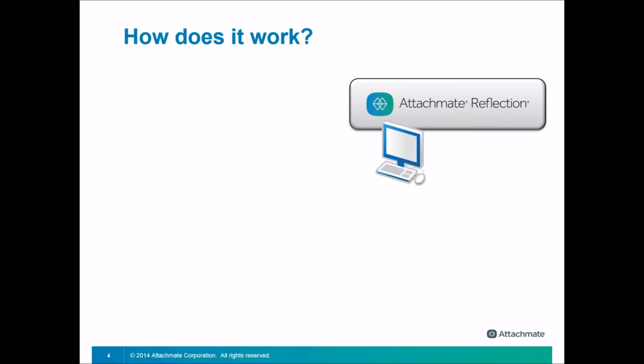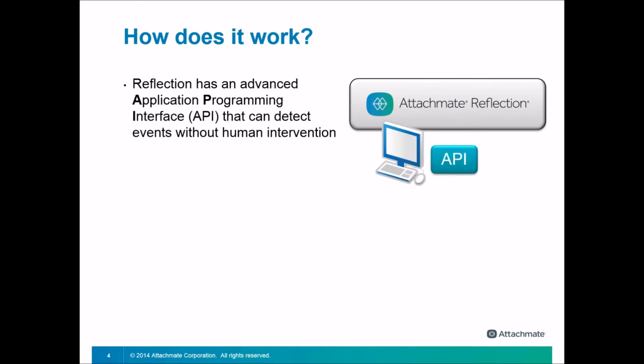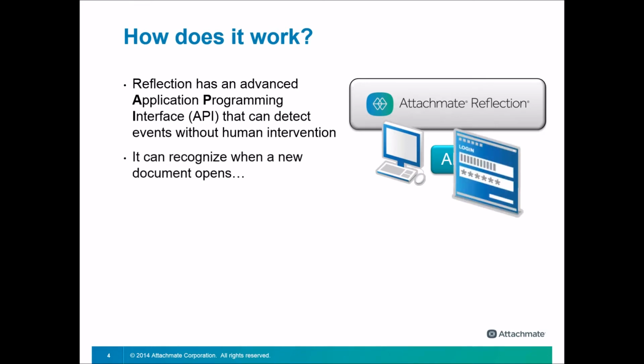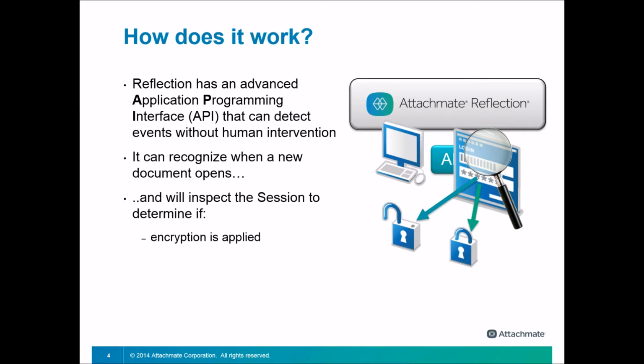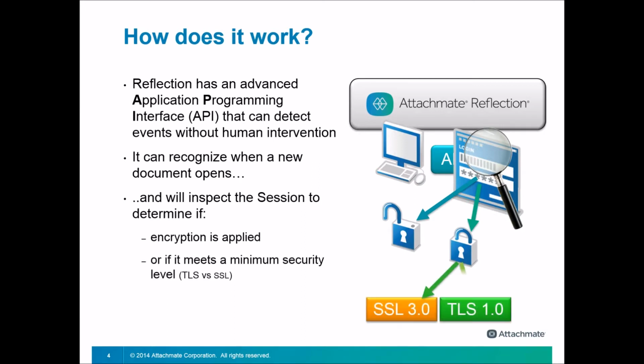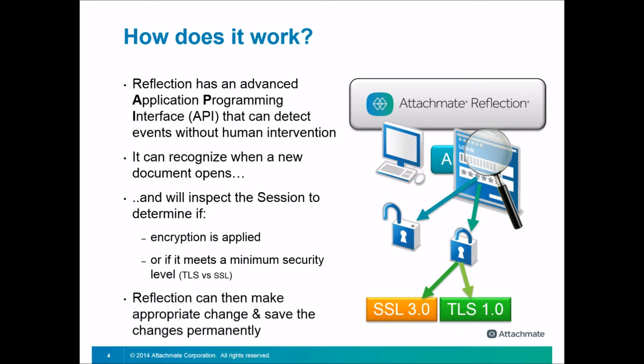Reflection simplifies security because it's got an advanced API that's always watching behind the scenes. It can detect when a user opens a new emulation session and whether that session has been encrypted or not. It can also check to see if it meets a certain level of security like TLS or SSL v3. Finally, it can make changes and then save those changes permanently.